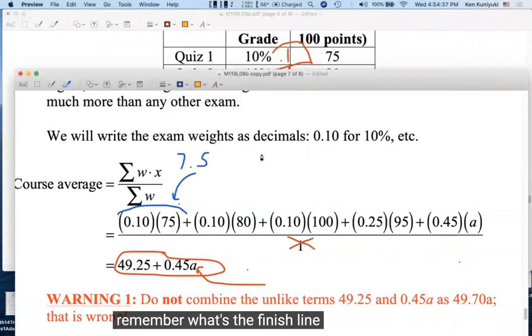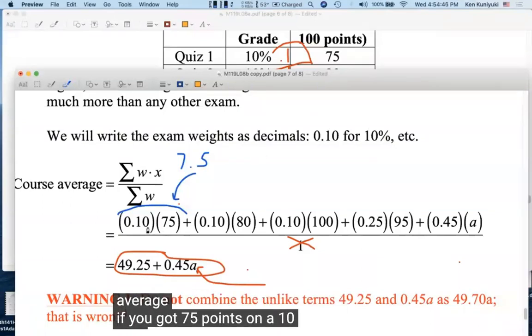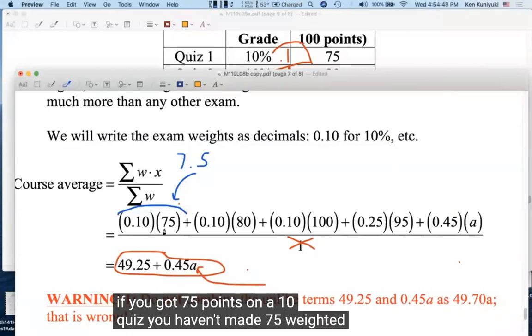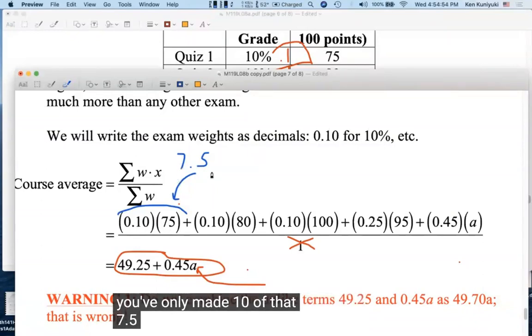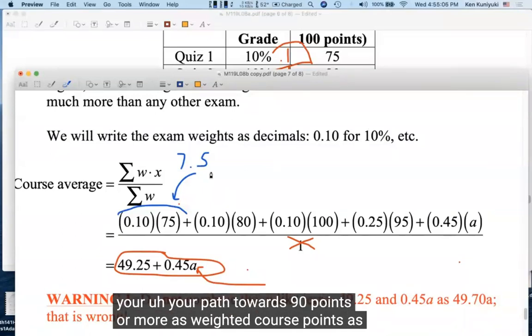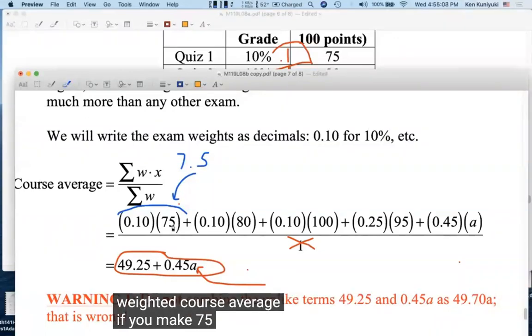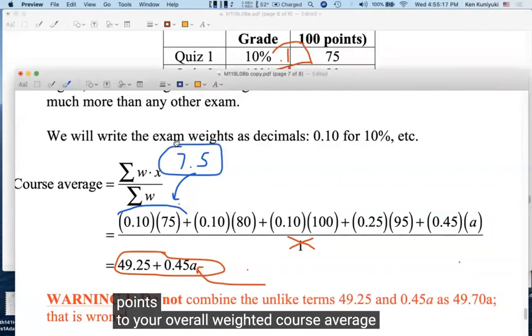Remember, what's the finish line? You want to get at or beyond 90 points as your weighted course average. If you got 75 points on a 10% quiz, you haven't made 75 weighted course points yet. You haven't gotten that far. You've only made 10% of that, 7.5 weighted course points. So on your trek, your path towards 90 points or more as a weighted course average, if you make 75 points on a 10% exam, you have accumulated 7.5 weighted course points to your overall weighted course average.